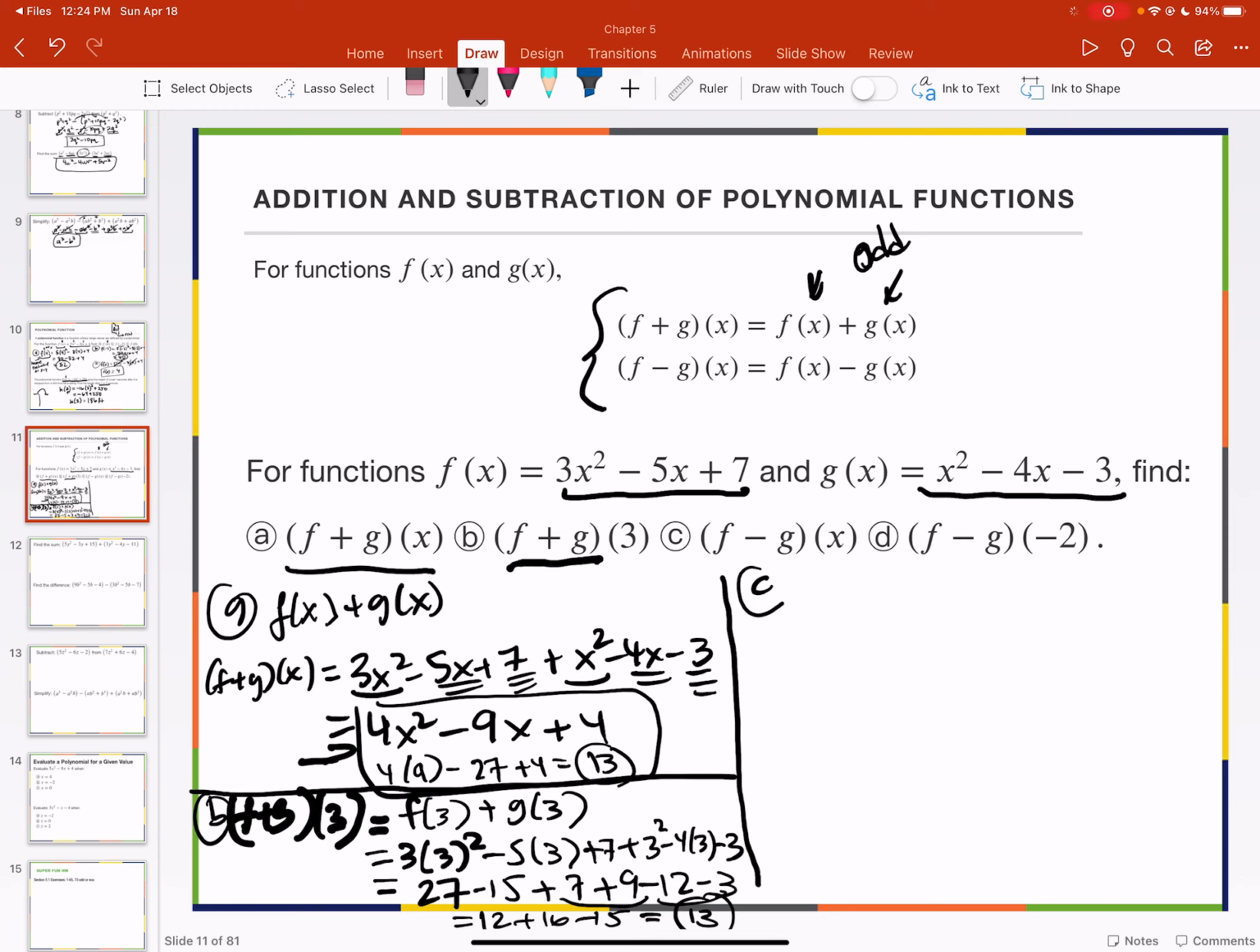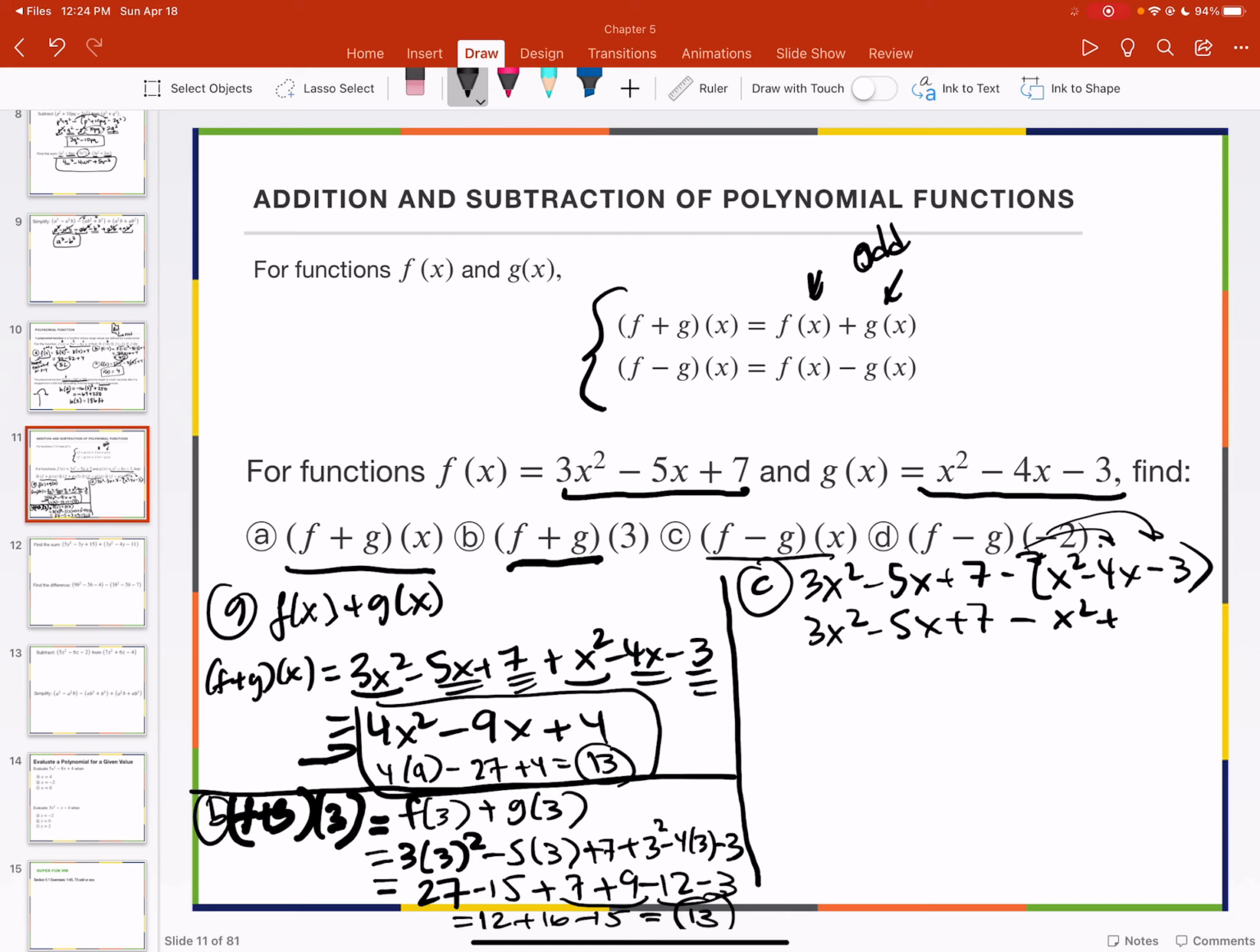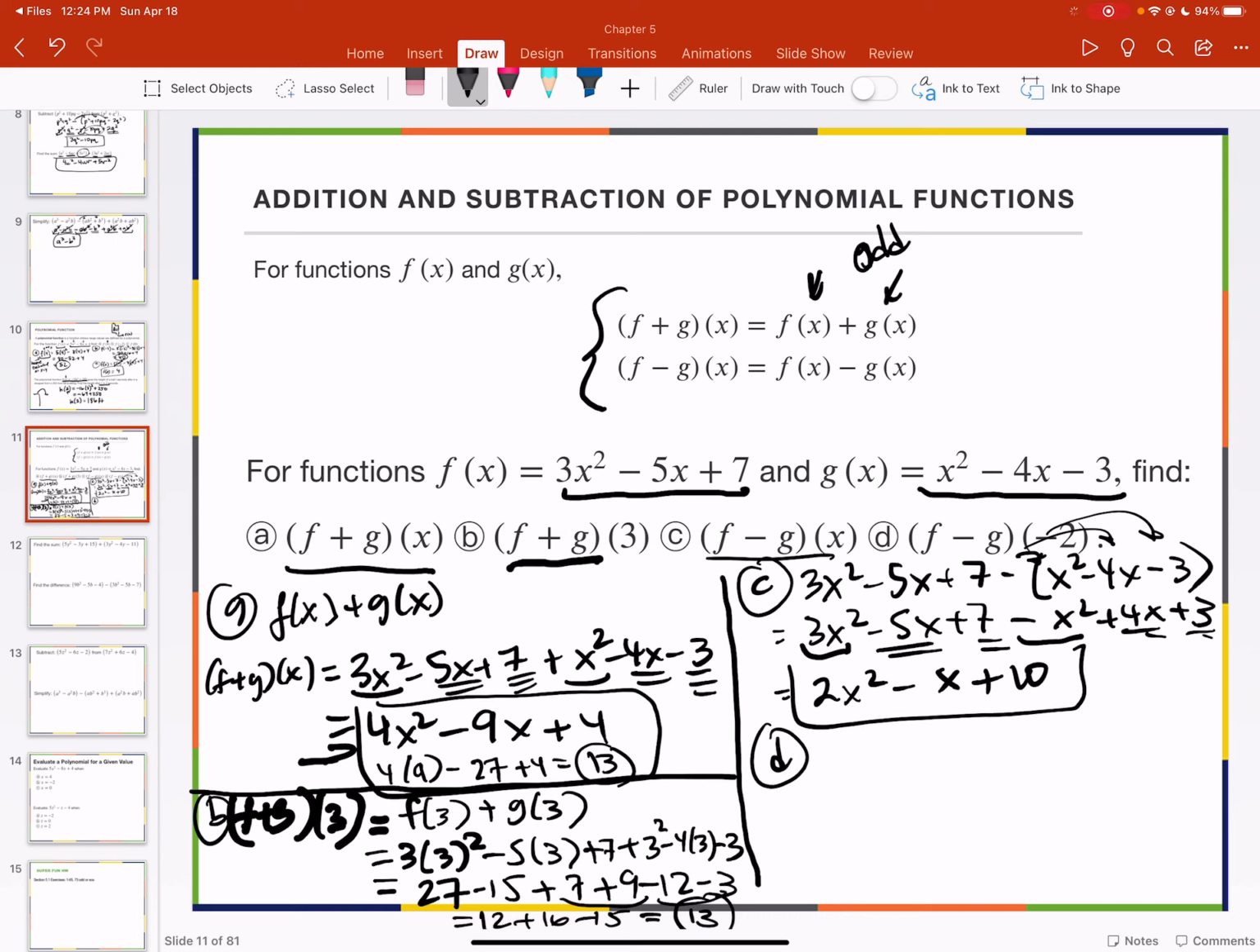Sorry. What if you want to subtract? Yeah, that's the same thing, except that you're now doing minus. So 3x squared minus 5x plus 7 minus g of x, which is x squared minus 4x minus 3. So then distribute this, and you get 3x squared minus 5x plus 7 minus x squared plus 4x plus 3, distributing the negative. Combining like terms, that's going to become 2x squared minus x, and then 7 plus 3 is 10, okay? So that's for C. But then for D, let's just plug in -2 because we don't have enough space.